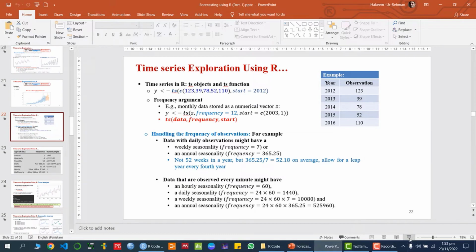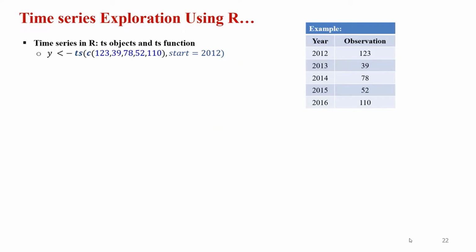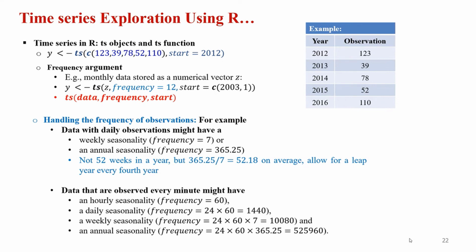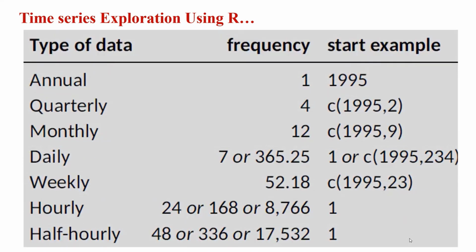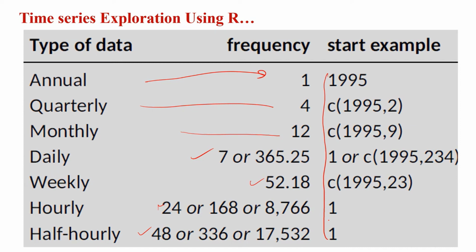But before that, let me show you how you can represent different types of data in R. If you want to represent annual data, quarterly data, the frequency should be 4. Monthly data, the frequency should be 12. For daily data, the frequency should be weekly or hourly or even half hourly. Okay, and you have to mention the starting point while you are calling the function TS.